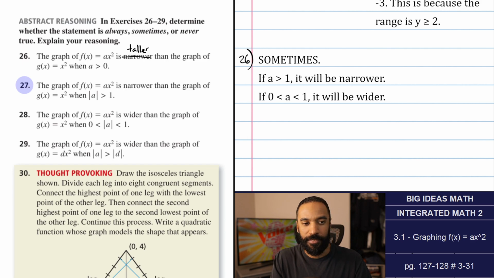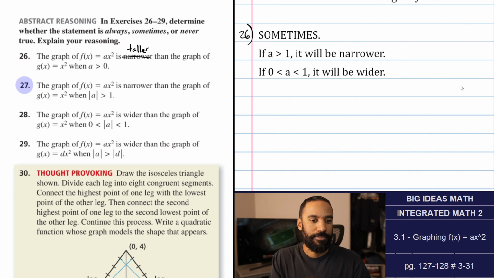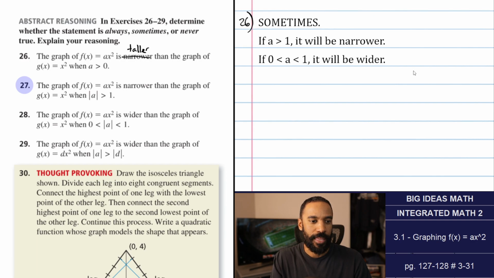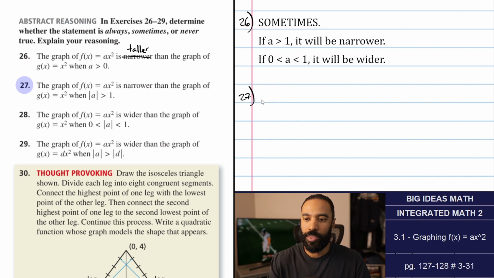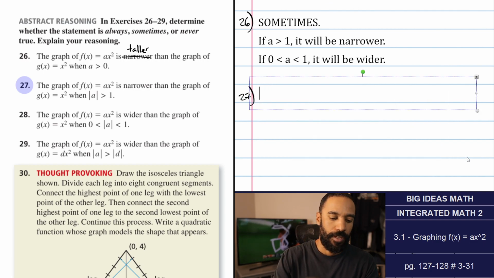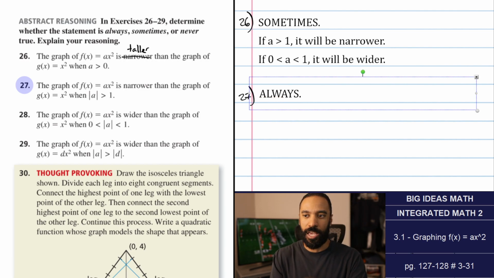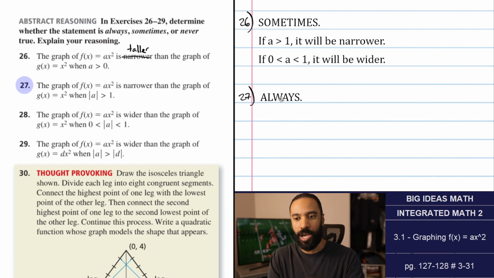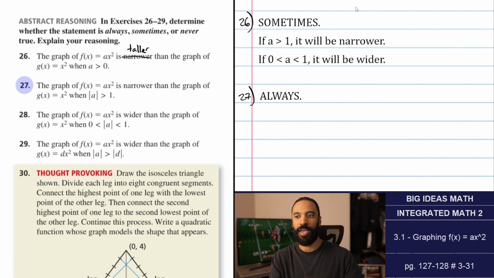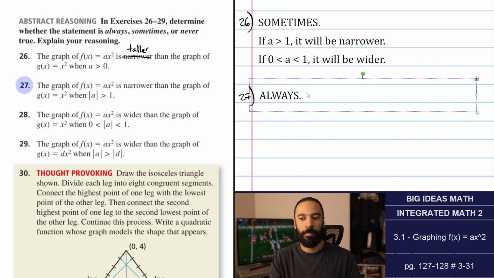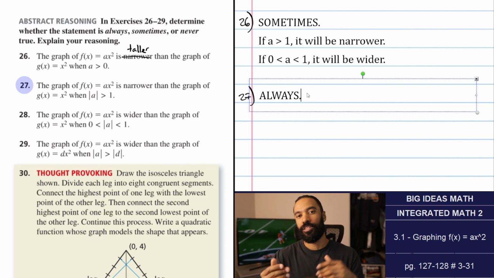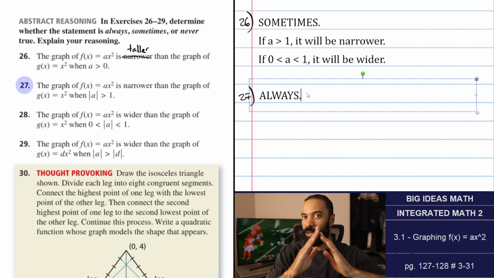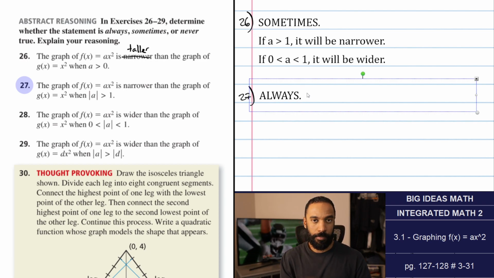All right, number 27. The graph of f of x equals ax squared is narrower than the graph of that when absolute value of a is greater than 1. This one's actually always true. So with this one here, you can't prove by example necessarily, but let's support what they're talking about. When they say the absolute value of a, they want to make sure that they cover all bases and say, what about when a is negative 3? See, it's flipped over. That doesn't mean it's not more vertically stretched, that it's narrower, because it is.